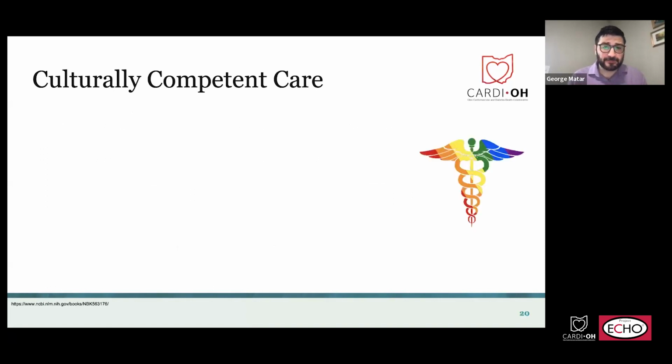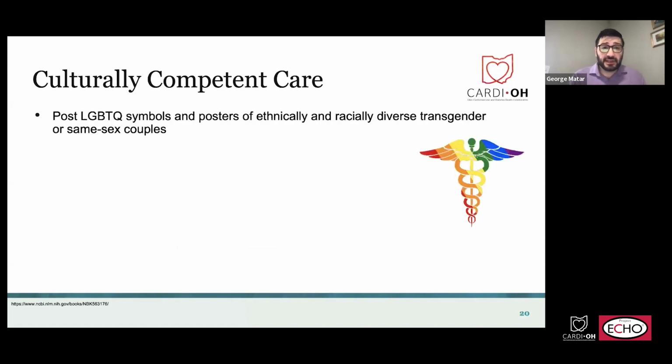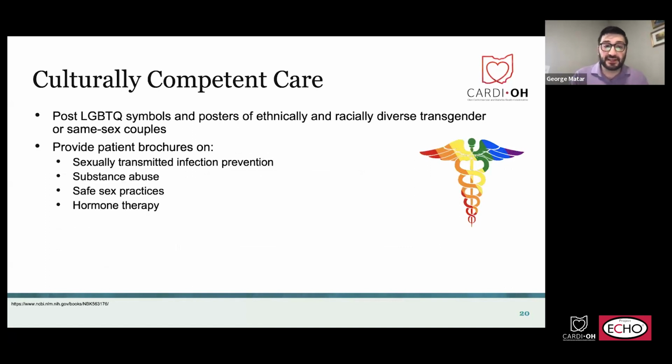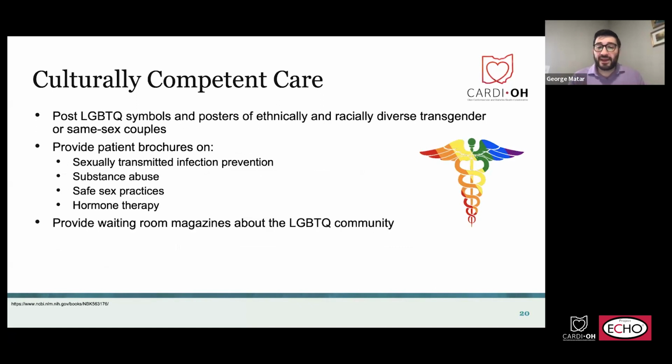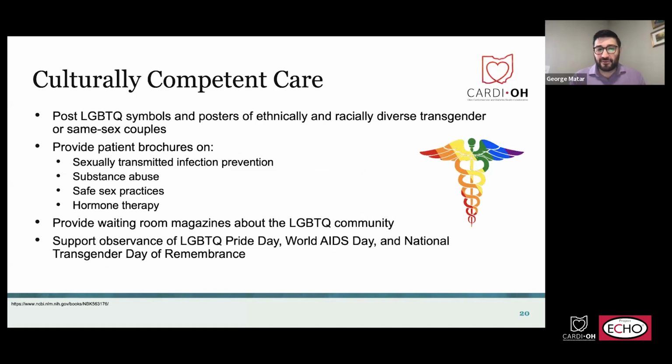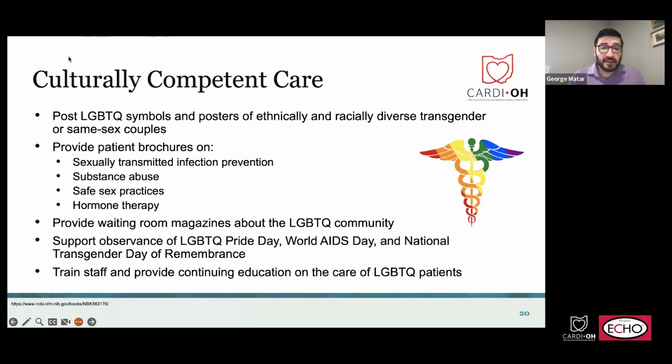In addition, post LGBTQ symbols and posters of ethnically and racially diverse transgender or same-sex couples, and provide patient brochures on sexually transmitted diseases, substance abuse, safe sex practices, information on hormone therapy, and waiting room magazines. And of course, support observance of LGBTQ Pride Days, World AIDS Days, etc.